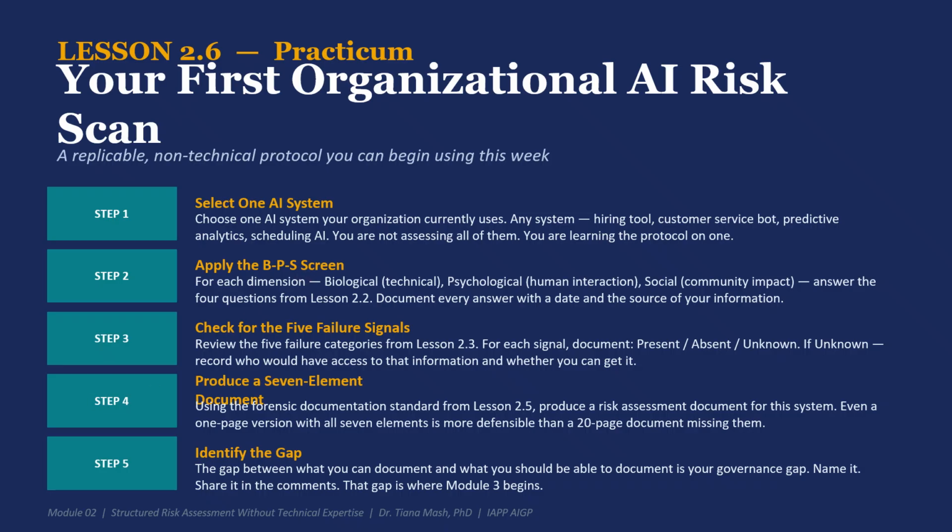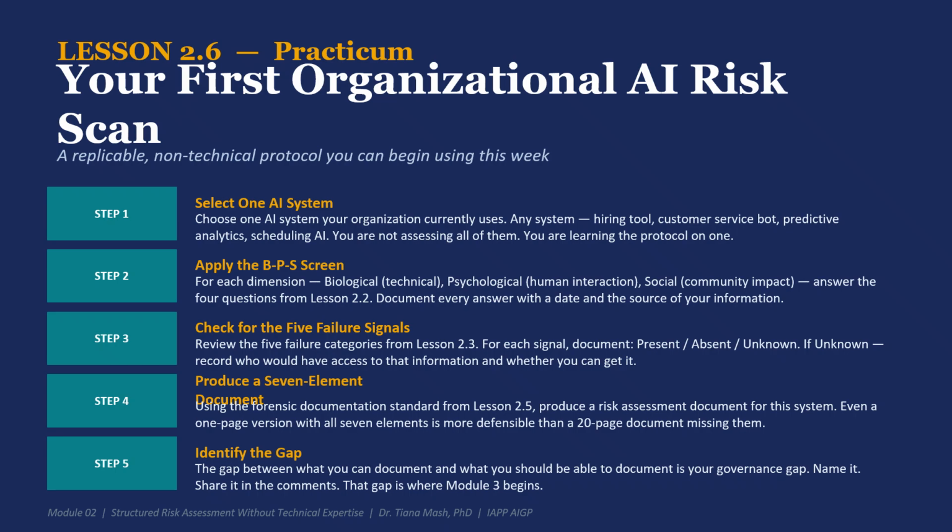Step 4 is produce a 7-element document. Using the forensic documentation standard from lesson 2.5, write up your findings. It does not need to be long. A 1-page document with all 7 elements present is more legally defensible than a 50-page report missing element 6. Completeness over length every time. And you might think, well, why do we need to? It's important, trust me.